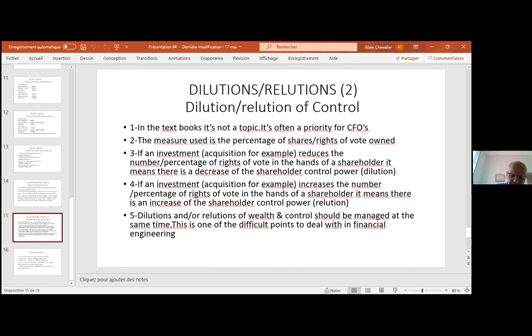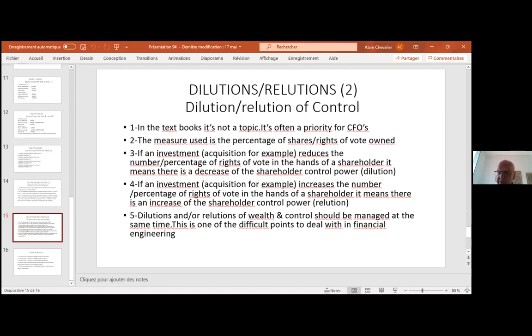Now, if we take into account the second dimension, not the wealth dimension, but what we call the control dimension, the situation is a bit different. In the textbook, very often it's not a topic at all. For the wealth, we talk about dilution. Very often, dilution is forgotten. For the control, you try to find in the index where it is. It's not even studied. And for CFOs, it's also very important.